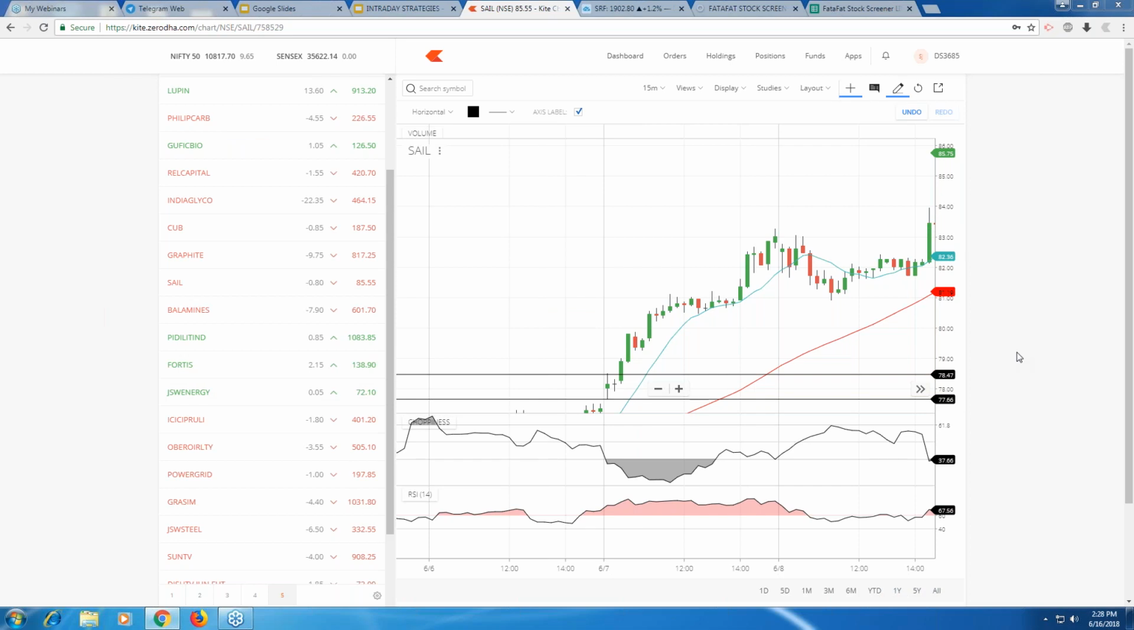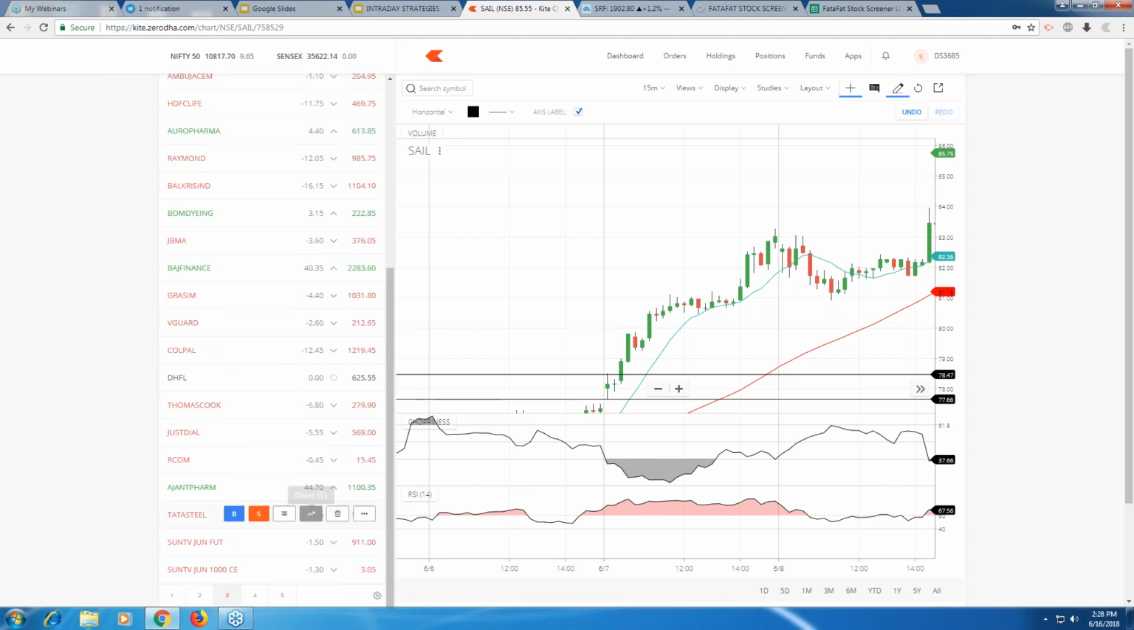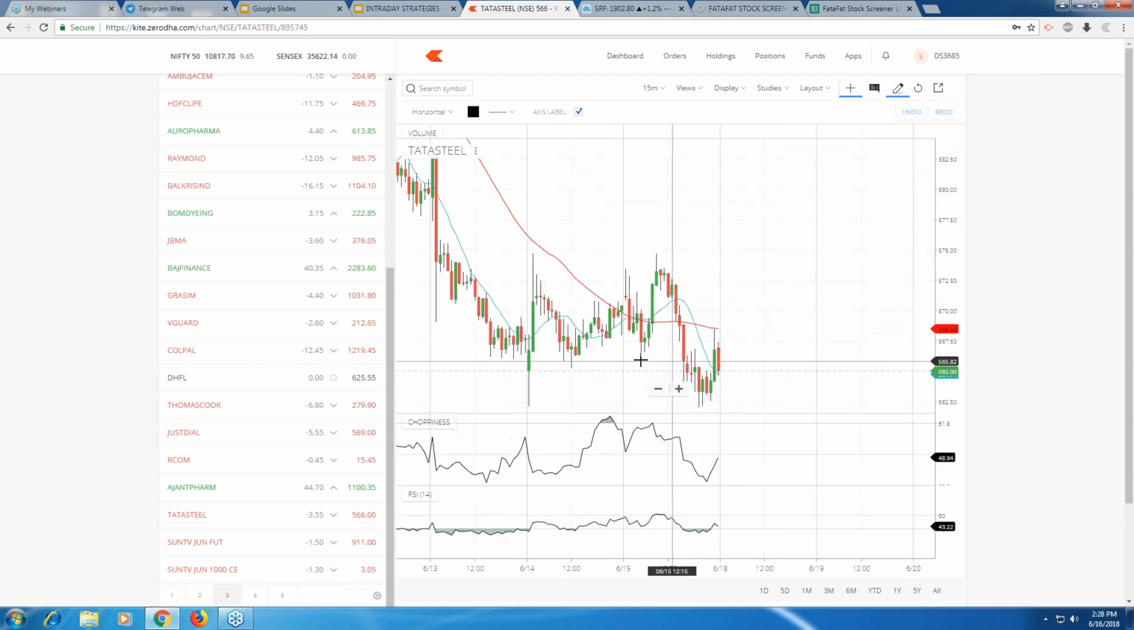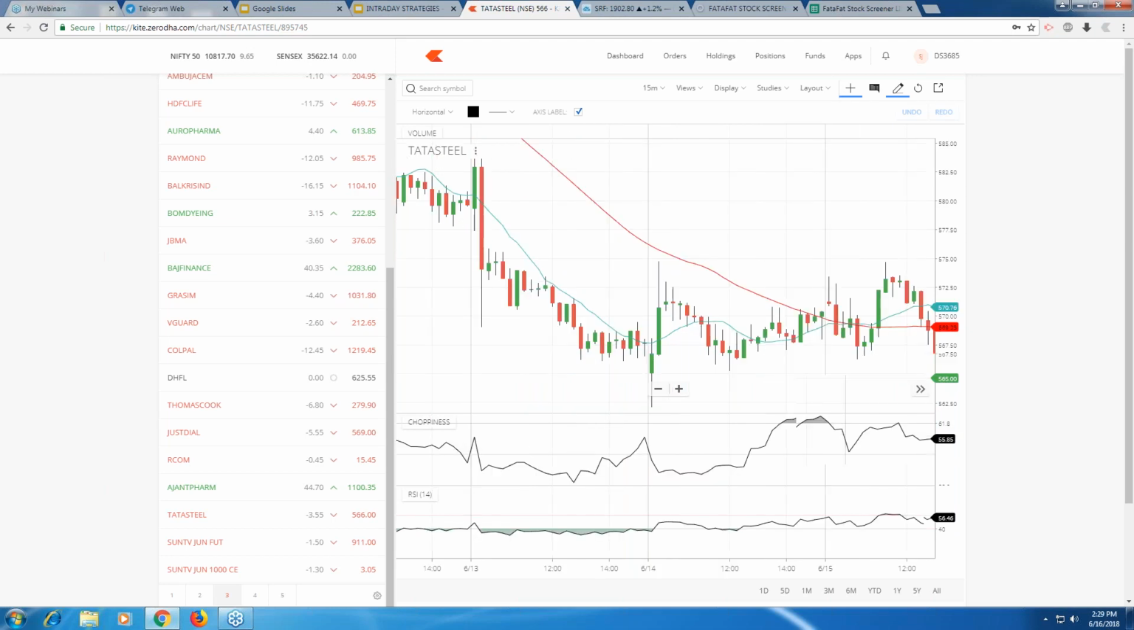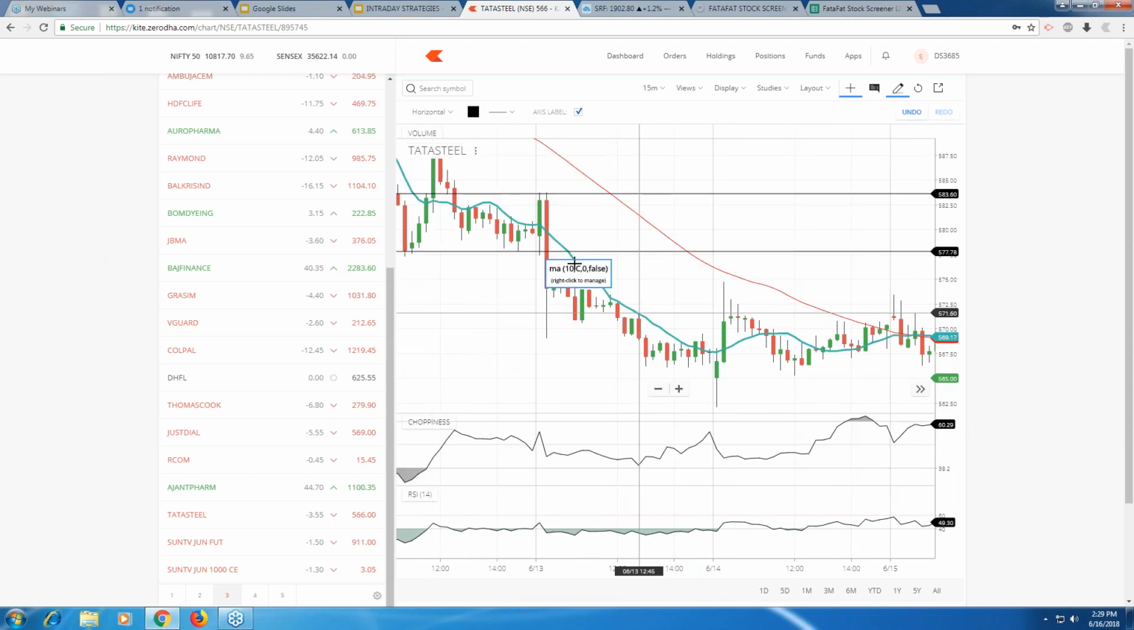Now another stock that gives you a beautiful ORB trade is Tata Steel, right? Tata Steel gives you good ORB trades. Even Idea stock also gives you good ORB trades. So this is Tata Steel. Mark the first candle of Tata Steel, right? And see here, once it breaks, it has a beautiful downtrend. Mark the first candle and you get it.